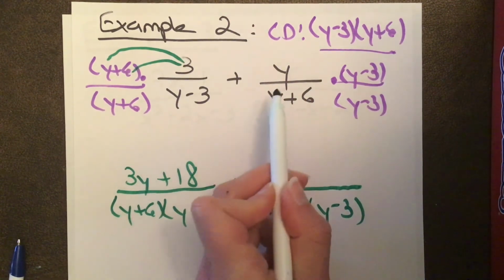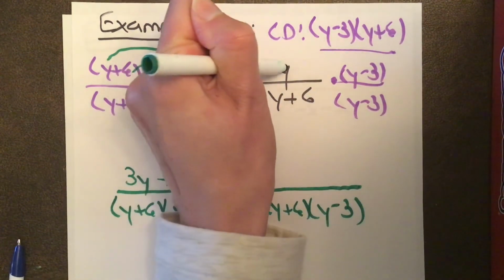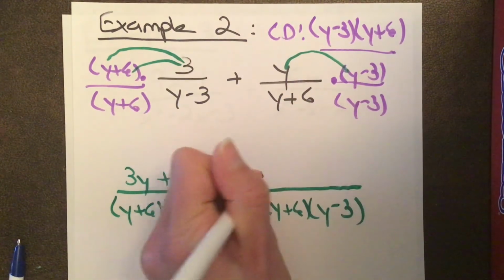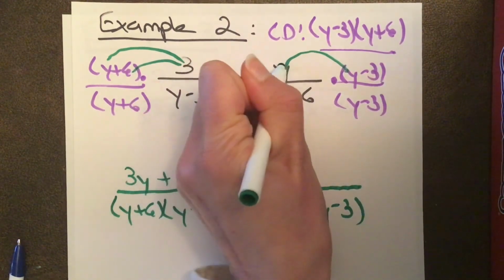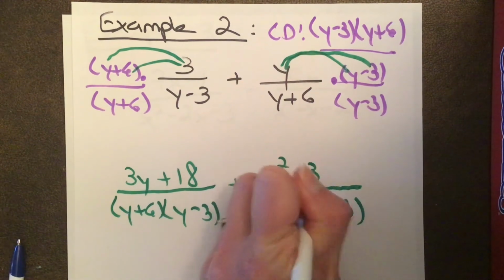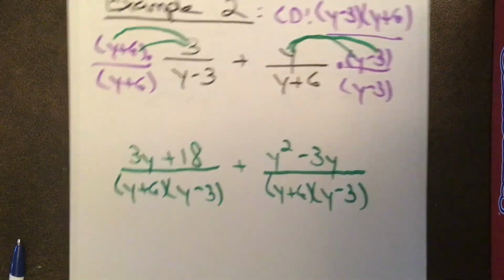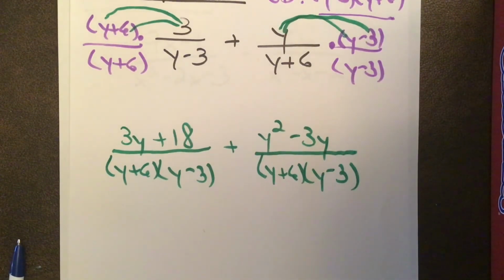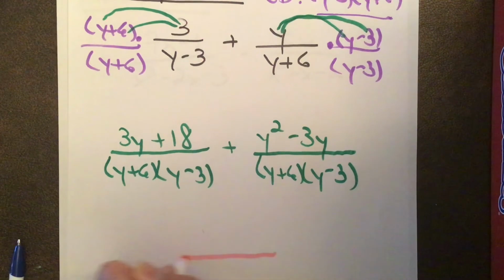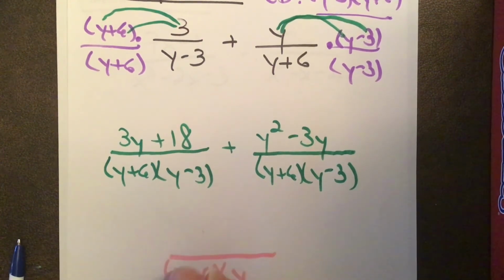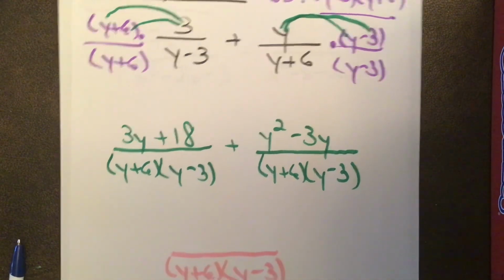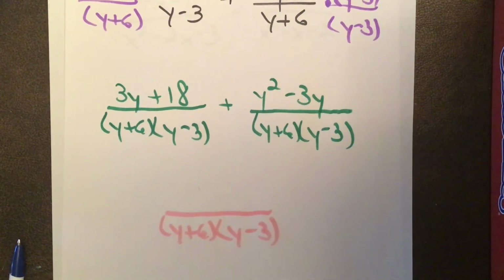And in the numerator, that's where I do need to distribute. So I'm going to distribute y times y is y squared, and y times negative 3 is negative 3y. Okay, so once we've gotten to this point, the good thing is we have a common denominator now. So remember, your solution is always going to contain that common denominator. So I know my solution is going to be over y plus 6, y minus 3. And then I'm going to combine like terms in the numerators.